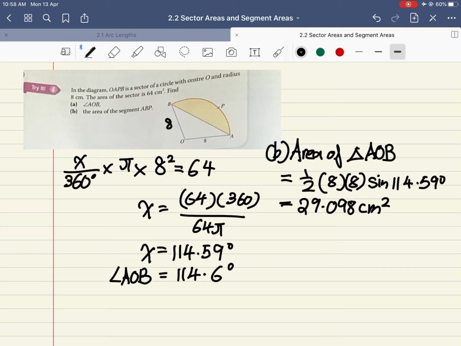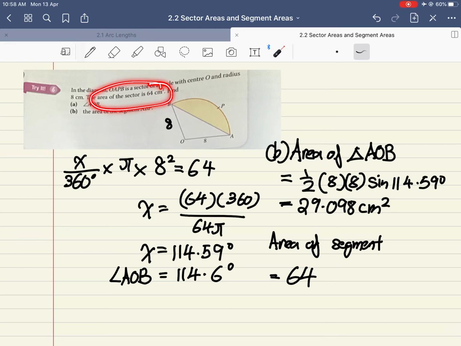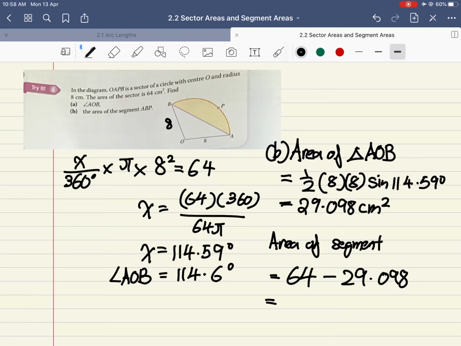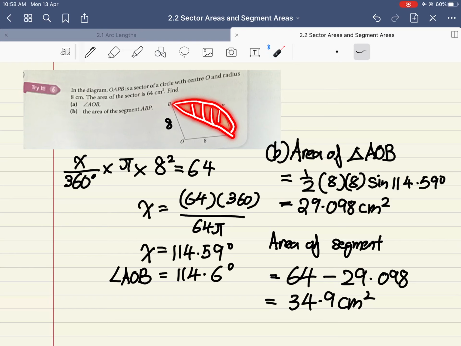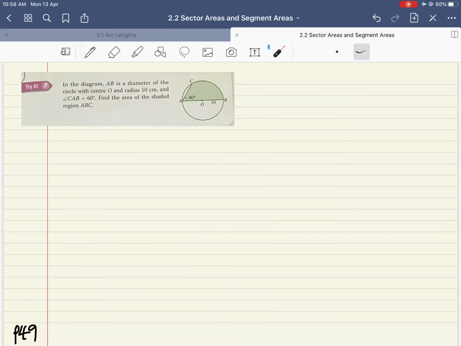Now, as I said, to find the area of the minor segment, what I take is the area of the sector minus the area of the triangle. So I say area is equal to 64. Notice I do not need to calculate this 64. Why? Because it's already given in the question that the area of the sector is 64 cm squared. So I just take 64 minus the area of triangle AOB, which is found to be this. What I get is 34.9 cm squared. That's the area of the segment. So in case you're wondering, this is the area that we have just found.